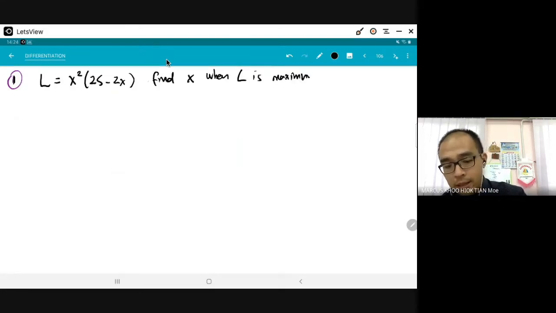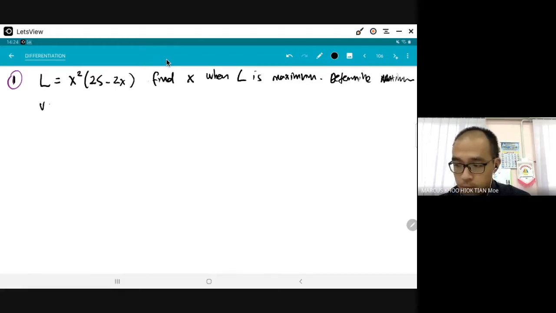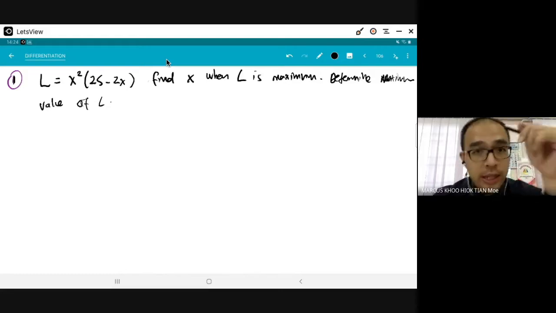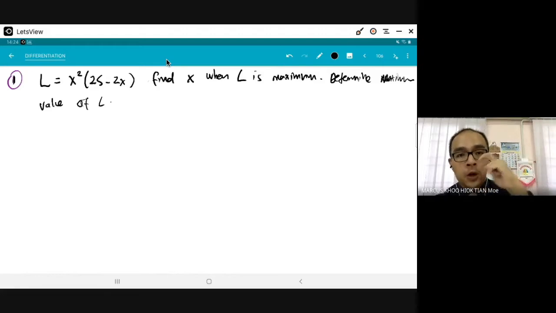Okay, and then determine the maximum value of L. Okay, so the first thing is this. Whenever you see a question like this, when L is maximum, find something when L is maximum, you need to set it in your mind that this is a differentiation question.